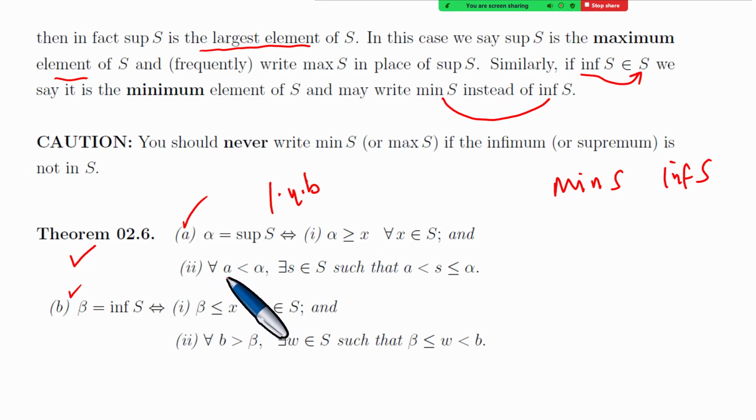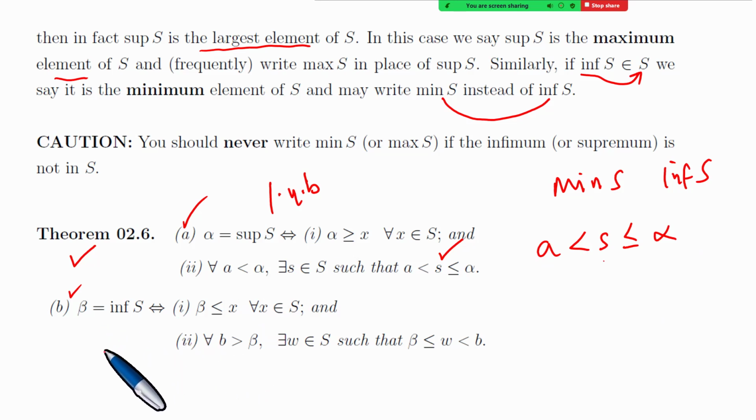For all a that are smaller than alpha, there exists an s in the set S such that a is smaller than s, but you can put another number between them. You can put another number between a and alpha, and this number is an s. You can sandwich a number between a and alpha. This is just a theorem, nothing very special about it, but it is helping us build towards very important results.